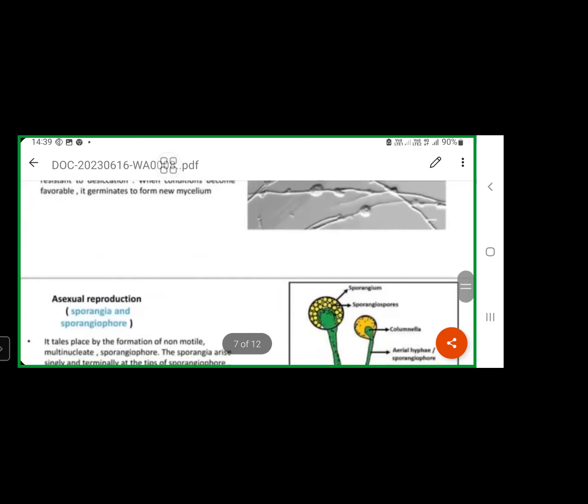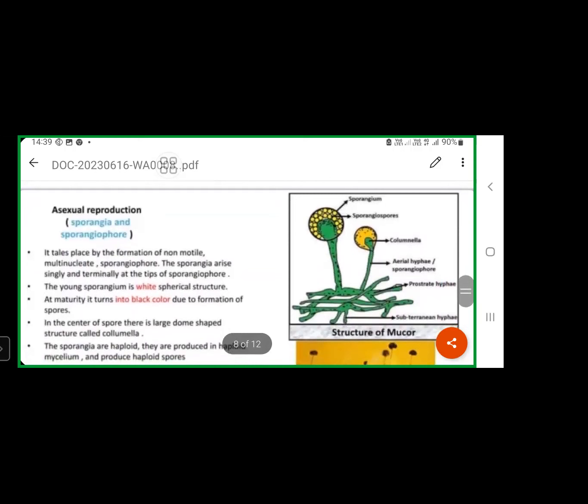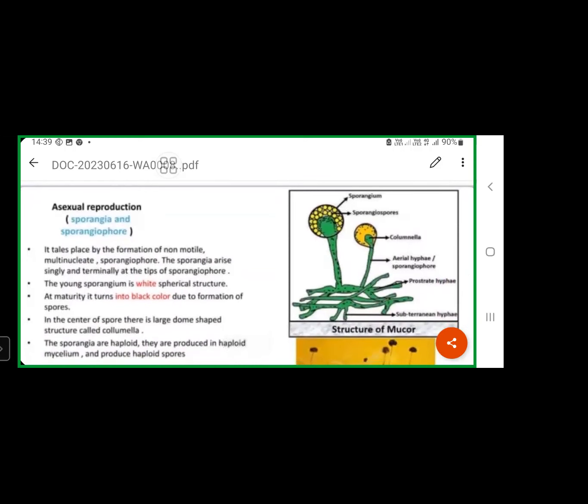Next, we will discuss asexual reproduction in Mucor. How does Mucor reproduce asexually? Actually, Mucor reproduces asexually by the formation of one specialized structure called a sporangium. Mucor reproduces asexually whenever conditions are favorable. So what type of structure is produced during this asexual reproduction? A sporangium will develop during this asexual reproduction.